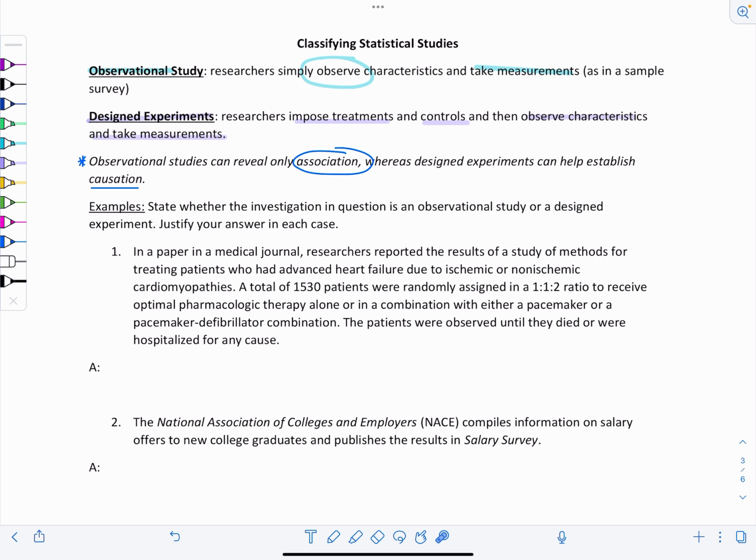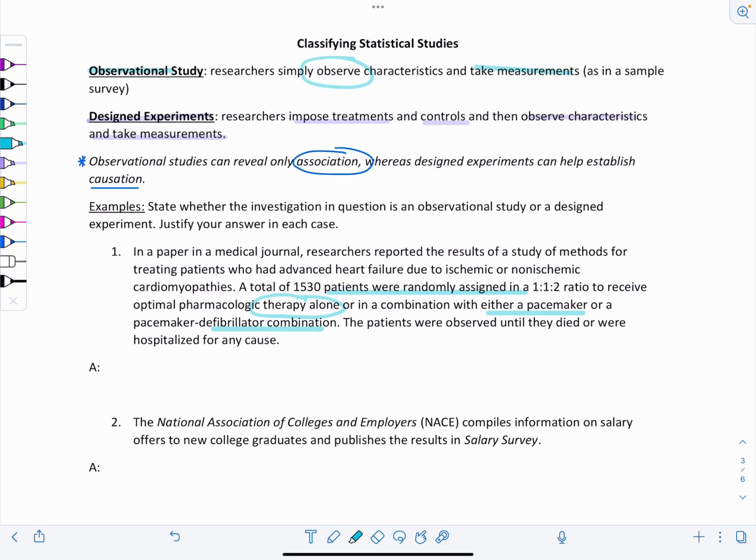I mean, there's a lot of detail in here that we do not need, but here's what you need to hone in on, okay? These patients were randomly assigned, and based on that assignment, they received a certain kind of therapy or another treatment, pacemaker defibrillator combination.